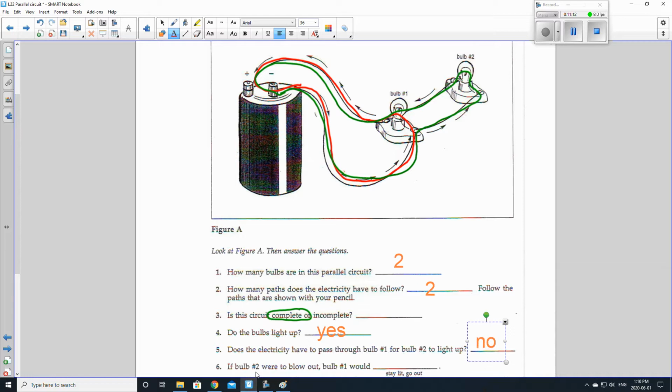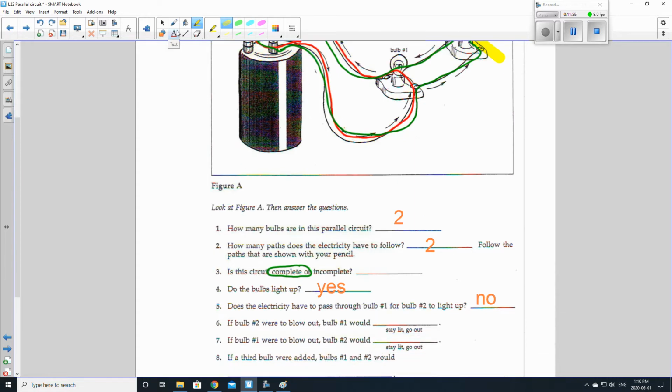So this means if bulb number 2 were to blow out, so even if this one went bad and burnt out, would bulb number 1 still stay lit or would it go out? Think about that, because it still has a path for the electrons to follow. It could still go through here. So what's the answer to that, do you think? The answer is that it would actually stay lit.